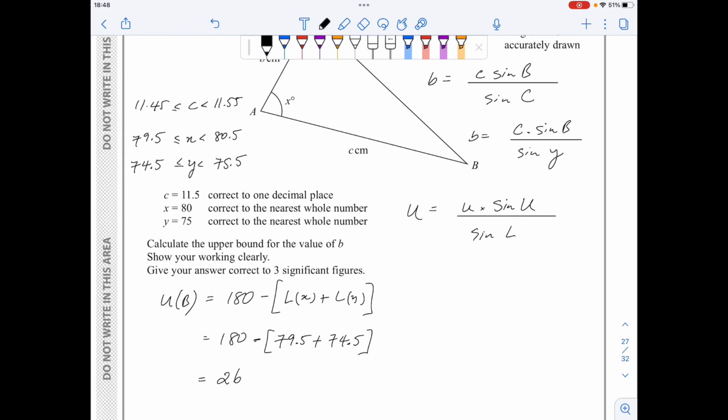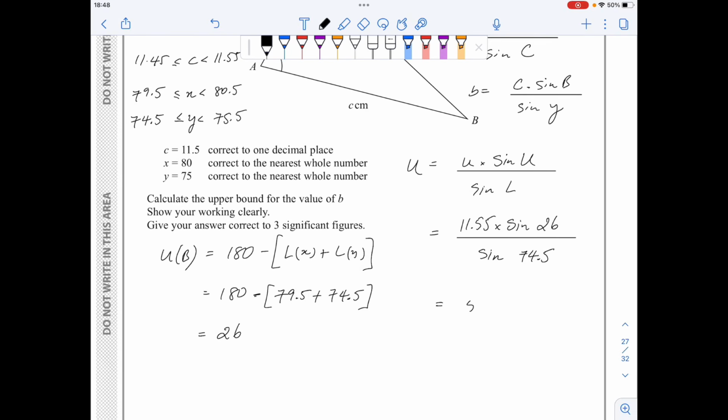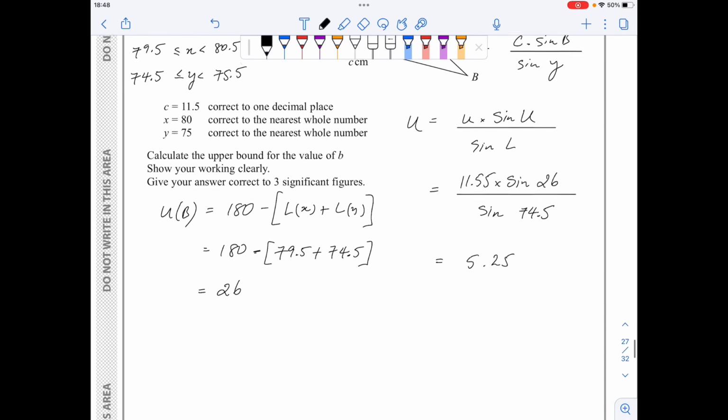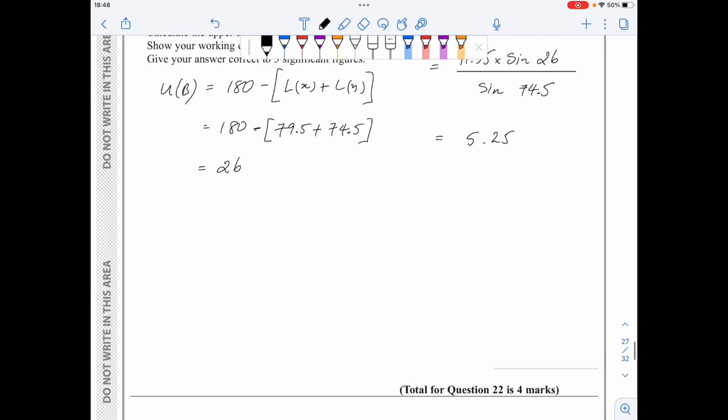So if I go to the right, the upper bound for side B will be given by the upper bound of C, which is 11.55, times sine of the upper bound of B, which we just found to be 26, divided by the sine of the lower bound of Y, which is 74.5. And if you put this on the calculator, you will get 5.25 to 3 significant figures.